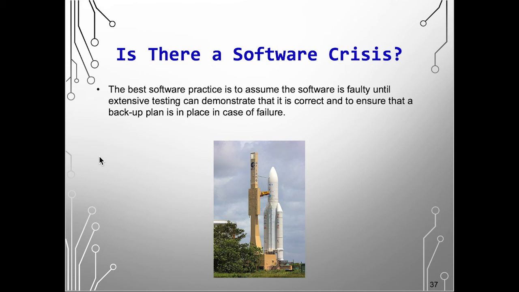of catastrophe, the best software practice is to assume that the software is faulty until extensive testing can demonstrate that it is correct, or at least to ensure that a backup plan is in place in case of failure. As shown in the diagram, this is the Ariane 5 rocket before it was self-destructed. In this case of the Ariane 5 rocket, they did have a backup plan in place, as that was self-destructing the rocket if anything went wrong, but of course that was unfortunately not the most ideal backup plan.